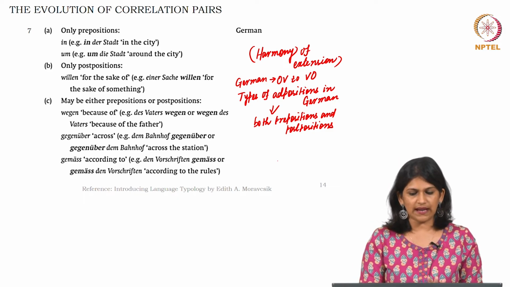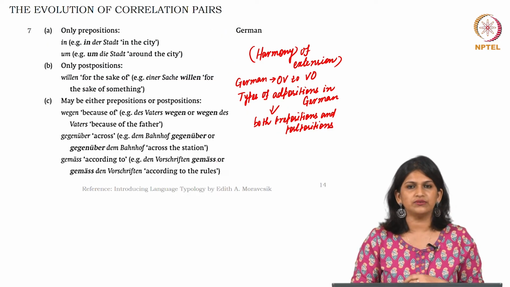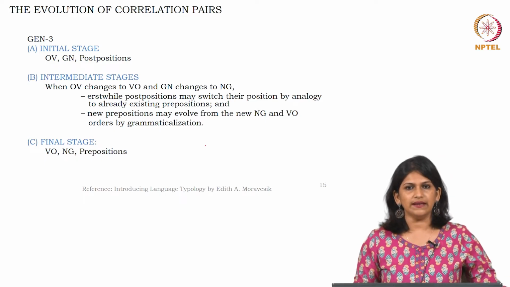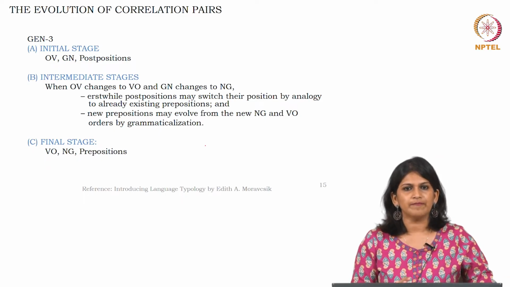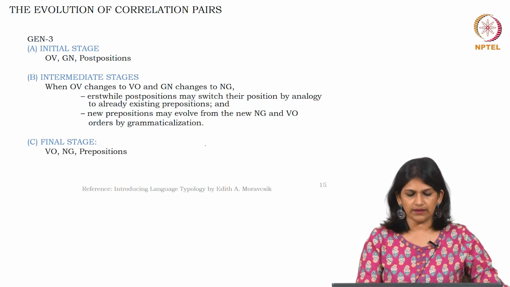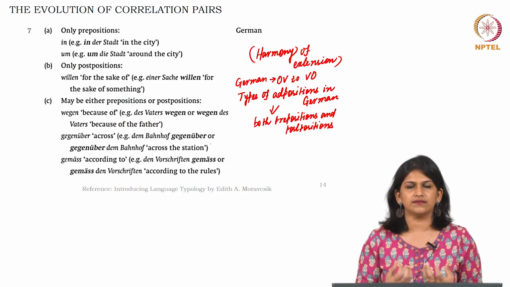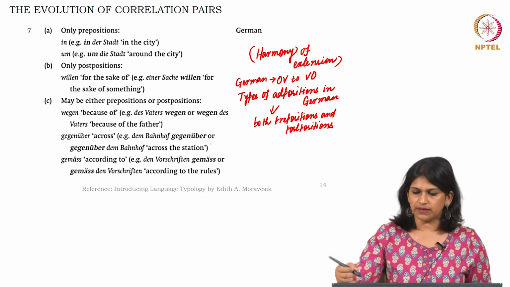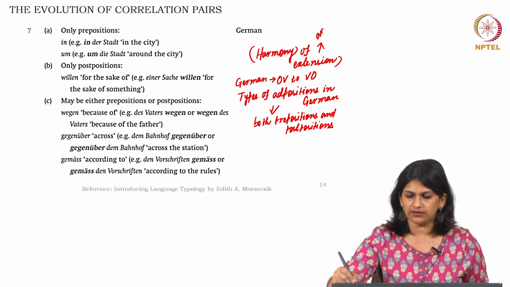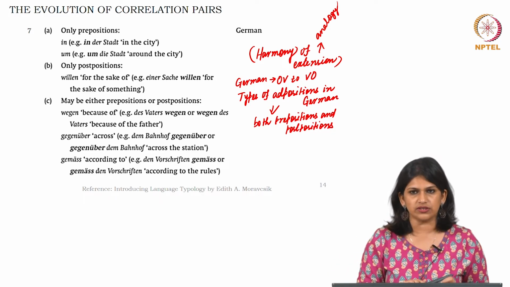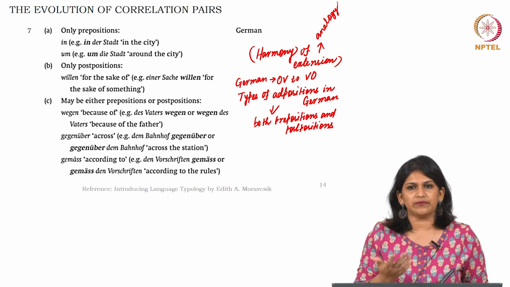So, this is an interesting language to understand the evolution of correlation pairs. Now let us see what kind of generalization we can draw from this information. Here I would like you to understand a term called harmony of extension. Harmony of extension means you are talking about some kind of analogy here. So, what has been provided by German?